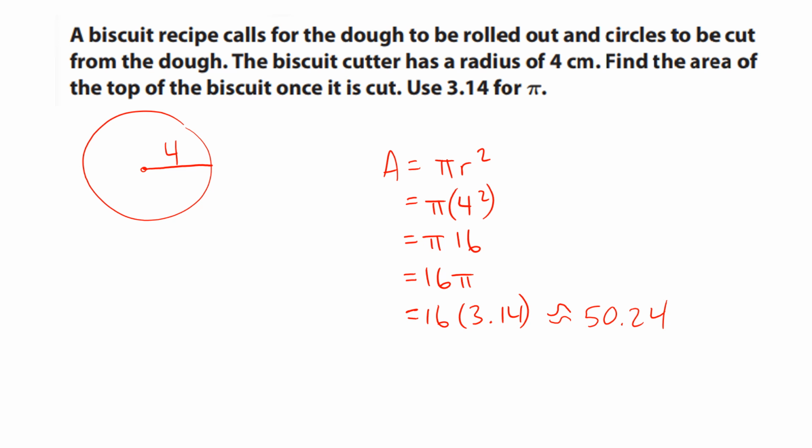So the area of the top of the biscuit should be, and here's something, centimeters squared. So the area is known as the square. So it's 50.2 centimeters squared. That's how many squares fit inside. So you have to make sure that whole label with that little 2 is part of your answer.